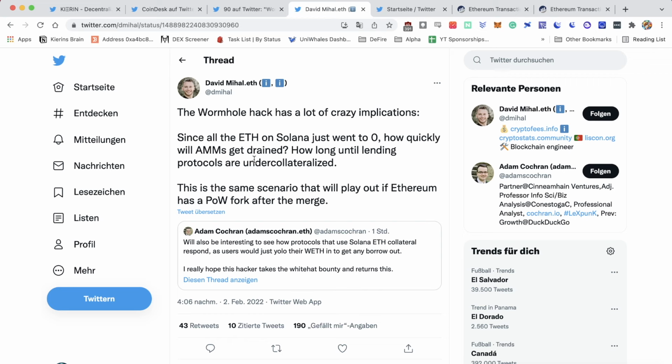Now, the Wormhole hack has a lot of crazy implications. Since the ETH on Solana just went to zero, how quickly will AMMs get drained, and how long until lending protocols are under collateralized? So that's what I was talking about before.